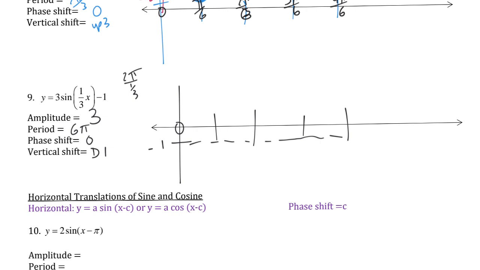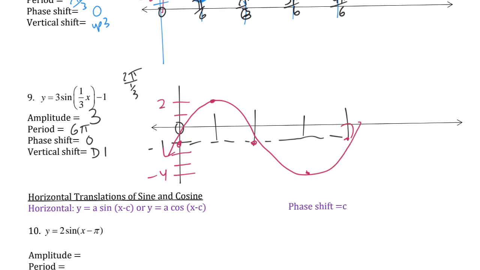And from that midline, the amplitude will be plus or minus 3. So let's go up 1, 2, 3. So that's 2 and down 3 to -4. And it's sine, so it's going to be middle, highest, middle, lowest, middle. It's going to be a hill, then a valley. We just have to label our x values.